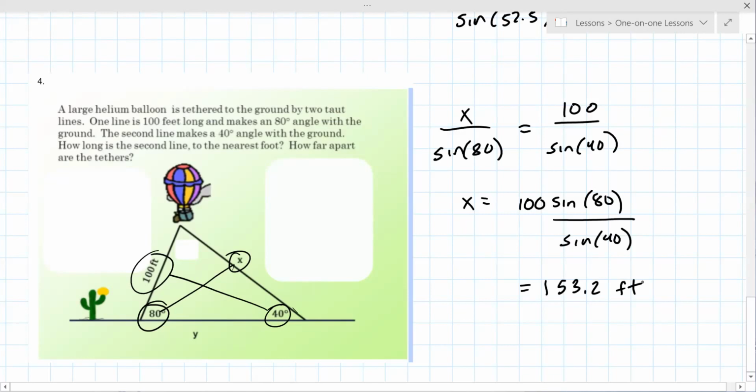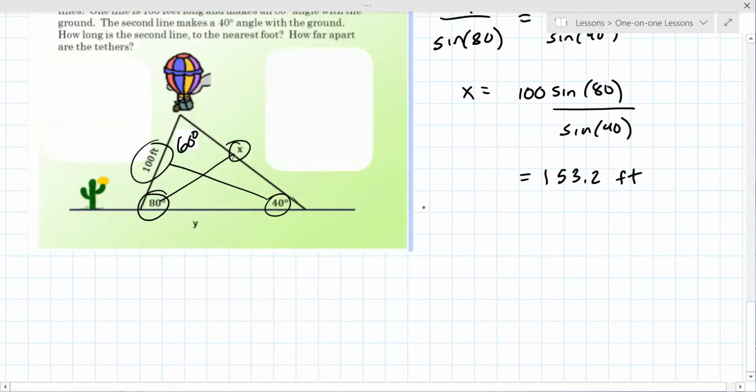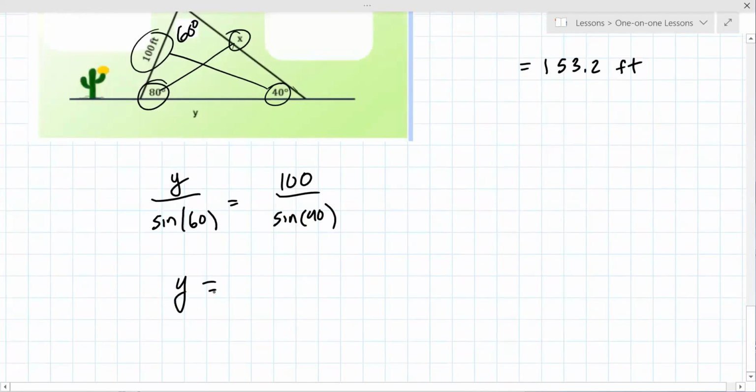And to find y, we need to know this missing angle here. The missing angle is 60 degrees because these three have to add up to 180. So y over sine 60 equals, now you have your choice here. You can either use the 100 over sine 40 or x over sine 80. I recommend using the known sides and angles rather than the calculated ones in case you made a mistake. That keeps it from being incorrect. So it's 100 sine 60 over sine 40.